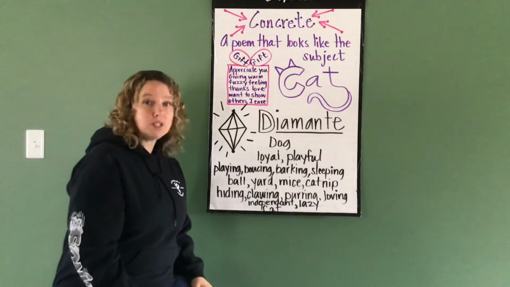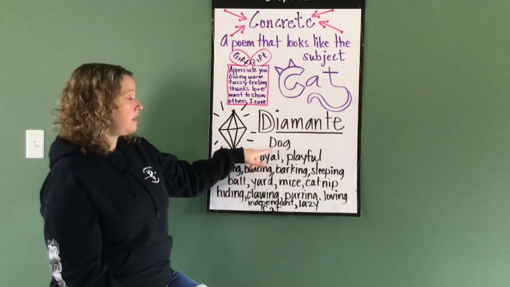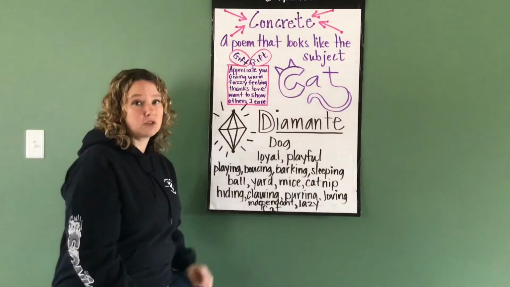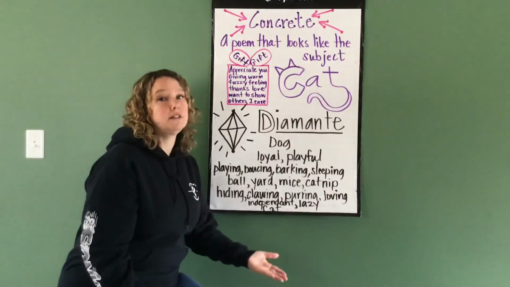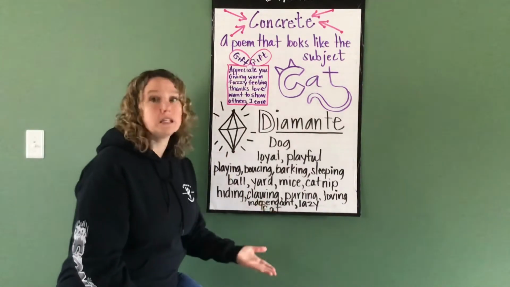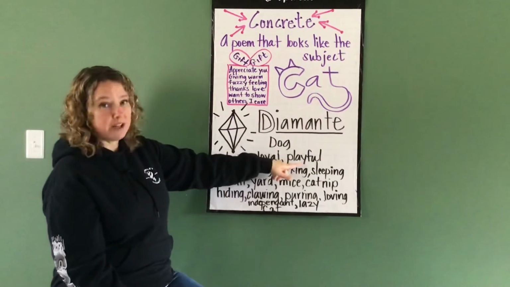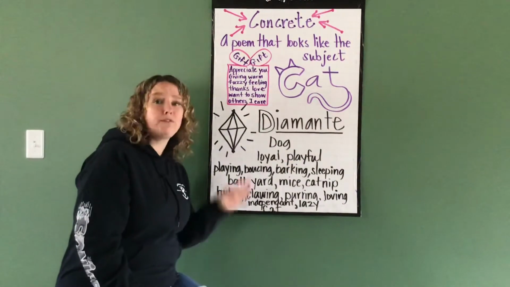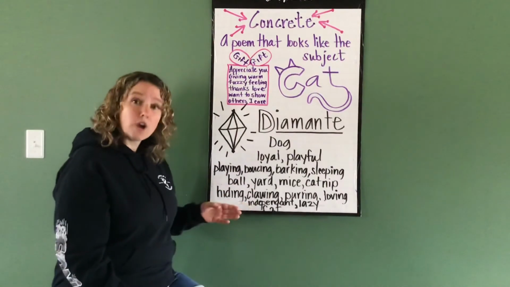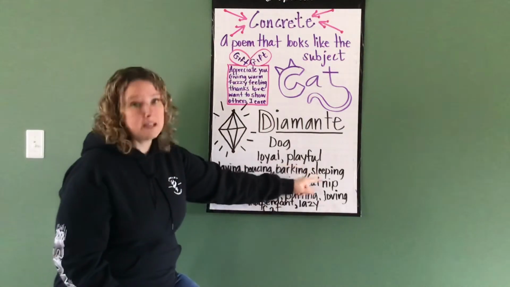So when it comes to a Diamante poem, what you do is you start with the first subject. So I did dog as my first subject. Then you have two adjectives to describe a dog. A dog is, okay, or a tree is, or land is, okay? So a dog is loyal and playful. And then you come up with 4 ing words, action words, verbs that describe a dog. So here I did playing, bouncing, barking, sleeping.